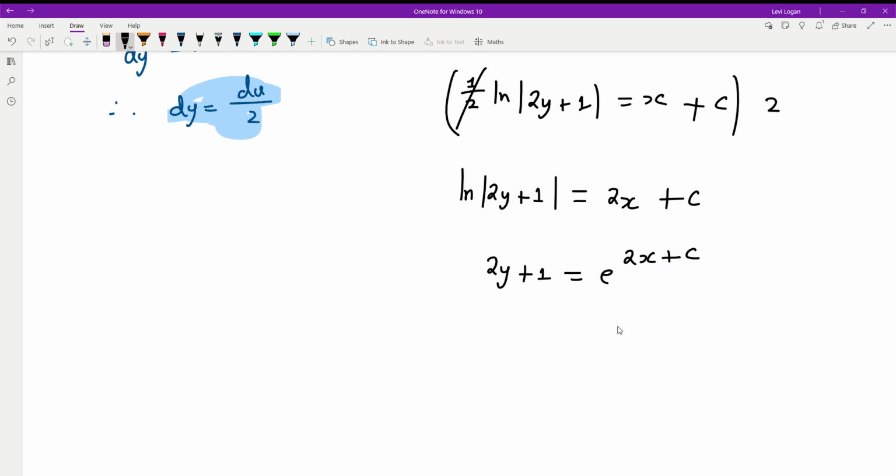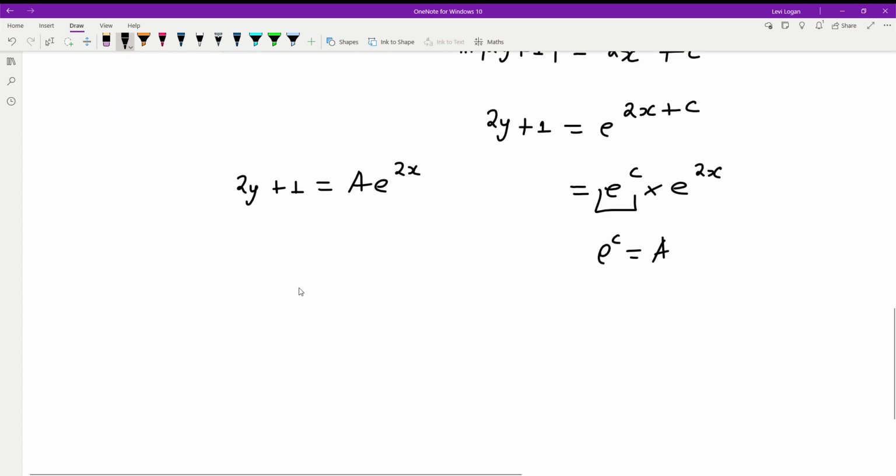We can simplify this side by writing it as e^c times by e to the 2x. This is just a constant, so I'm just going to write that as a. So what we have is 2y plus 1 is equal to a e to the 2x. Move that 1 to the other side, so you get 2y equals a e to the 2x minus 1.